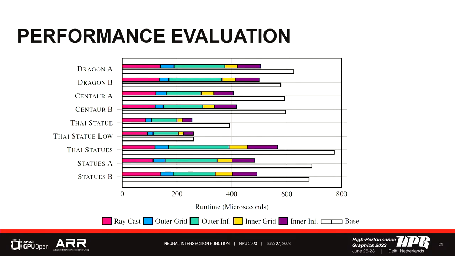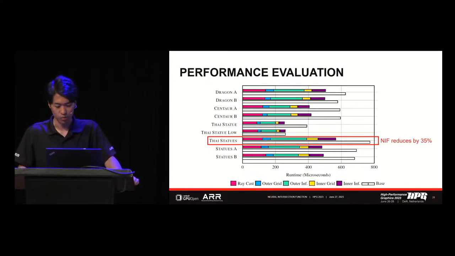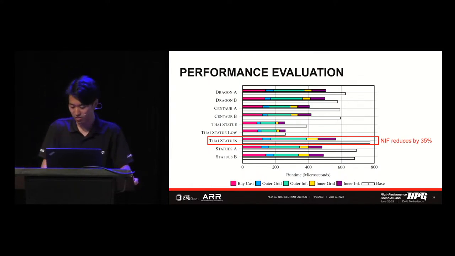And also, seeing this comparison, the performance improvement varies depending on the scene. But for the best case, NIF reduces the secondary ray casting time by about 35% compared to the BVH-based implementation in this high-polygon scene. But what is the factor deciding this performance gain of NIF? So then, let's look at it a bit further.